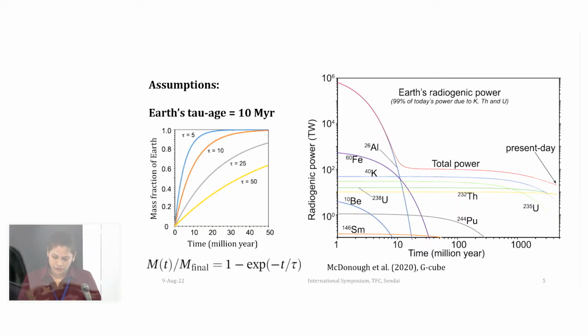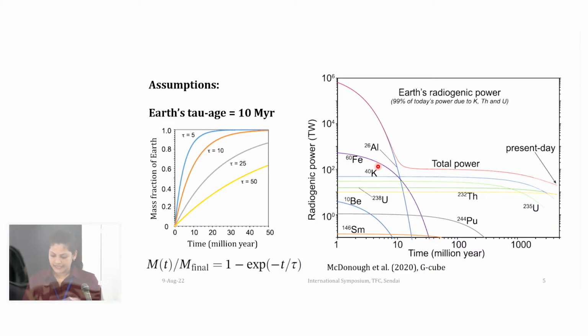So here I am showing a plot. The plot on the right is based on some of the assumptions shown on the left. Here the Earth is accreting its mass over a time period of, let's say, 5 to 50 million years, and that's how it will all evolve. The plot on the right is produced for an Earth tau age of 10 million years. The tau age is essentially when about 63% of the Earth's mass will be accreted.